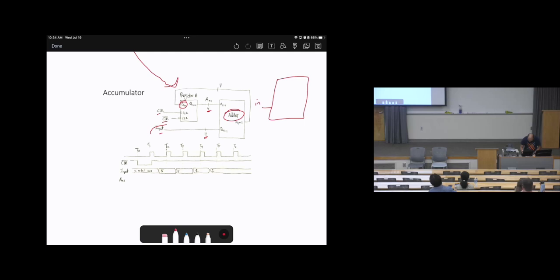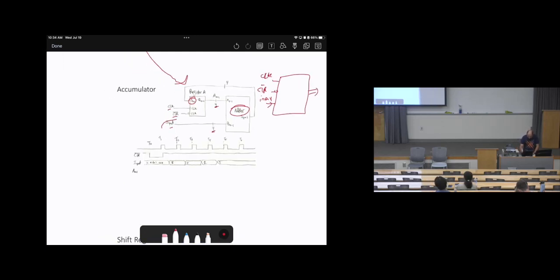Here are the inputs with 4 bits. Here is the clear. The clock cycle can be internal or depend on several factors. Then the output will go to, for example, an LED display, a 7-segment display, or an LCD display. I'm not going to explain how to write on the LCD because that will be in different courses.